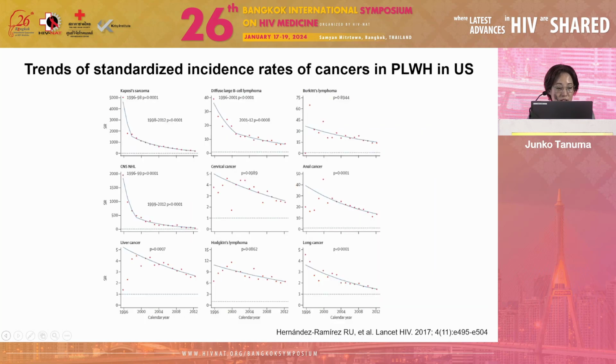Interestingly, according to the data in the US, we are seeing declining trends of age-adjusted incidences of not only AIDS-defining malignancies, but also non-AIDS defining cancer over time. So this may imply that ART introduction and subsequent immune recovery by ART might be leading to a reduced risk of non-AIDS defining cancers as well. On the contrary, the study also suggests immune deficiency might be causing the cancer in people with HIV.